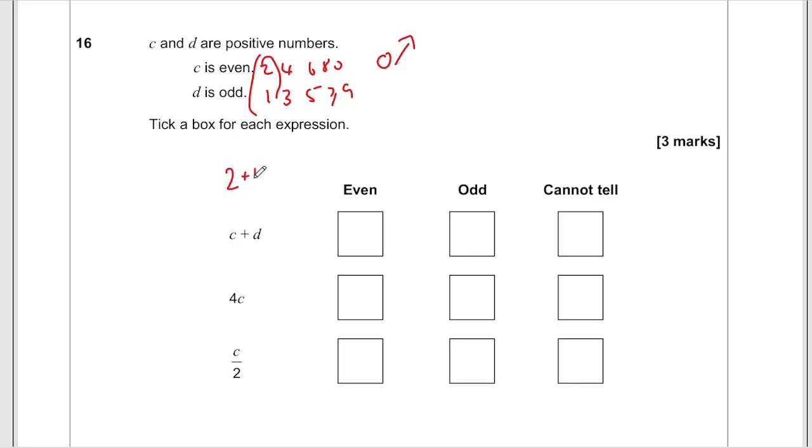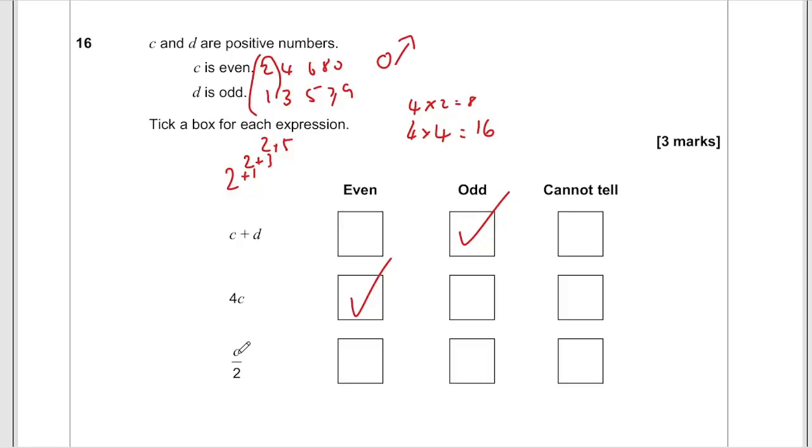So 2 plus 1, that's going to give me odd. 2 plus 3, that's going to give me an odd. 2 plus 5, that's going to give me an odd. So I'm happy that that's going to give me an odd. Next one, 4 times C, so 4 times even. So 4 times 2 gives me 8. If I did 4 times 4, that's going to give me 16. So I'm happy that that's going to give me an even.